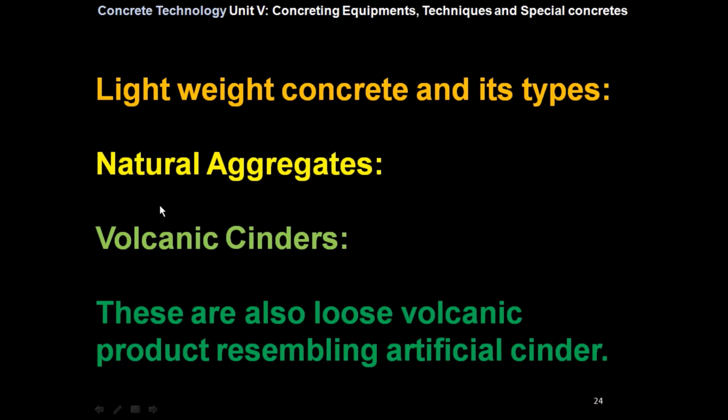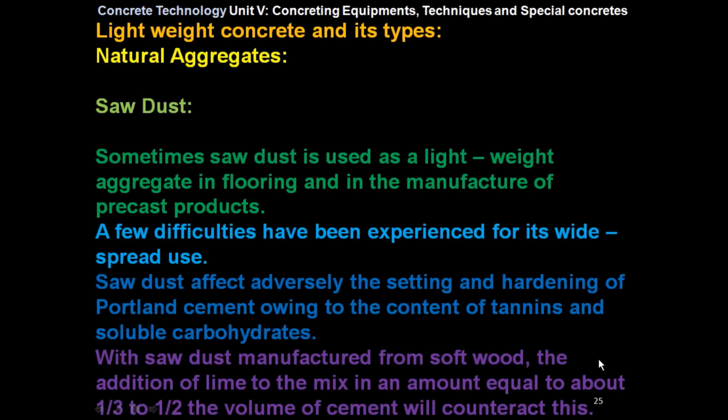Now we will see another natural aggregate, volcanic cinders. These are also loose volcanic products resembling artificial cinder. Now we will see another natural aggregate, sawdust. Sometimes sawdust is used as a lightweight aggregate in flooring and in the manufacture of precast products.